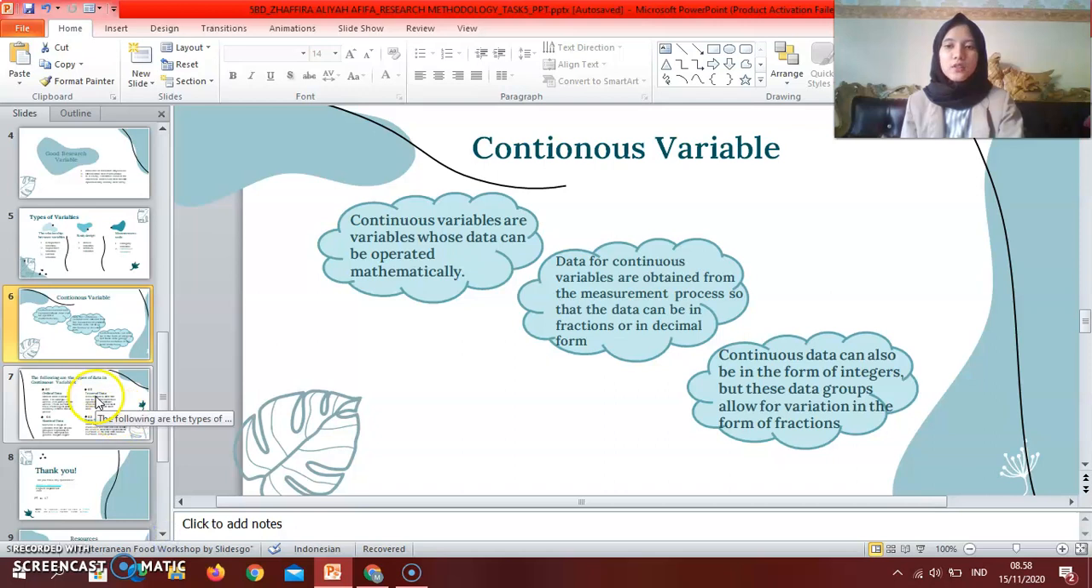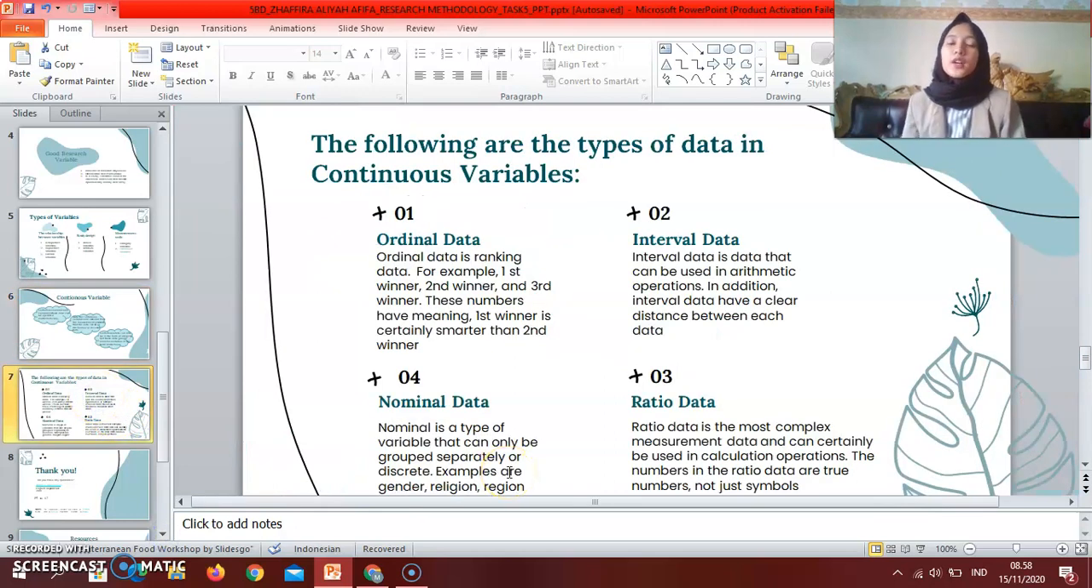And the next conclusion is in continuous variables there are four types of data. First is ordinal data, that is ranking data. Second is interval data, that can be used in arithmetic operations. And third is ratio data, that is the most complex measurement data. And fourth is nominal data, a type of variable that can be grouped separately or discrete.